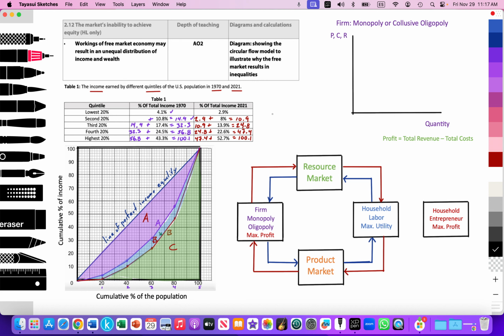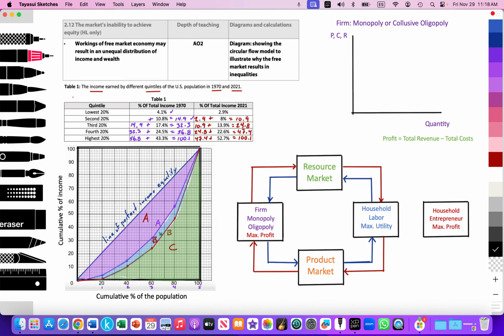So I'll put a link to the Lorenz curve and the Gini coefficient, which I've taken snapshots of and put into my whiteboard here. We'll just go over this, and then we'll start looking at the circular flow and trying to understand how there is an unequal distribution of income and wealth.